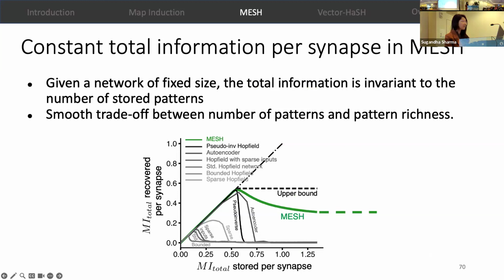When we compare this network with existing networks, we find that in existing networks, as we increase the information stored per synapse, the information recovered per synapse goes down to 0. Whereas in MESH, given a network of fixed size, the total information is invariant to the number of stored patterns. And this indicates a smooth trade-off between the number of patterns that can be stored in MESH and the richness of those patterns.